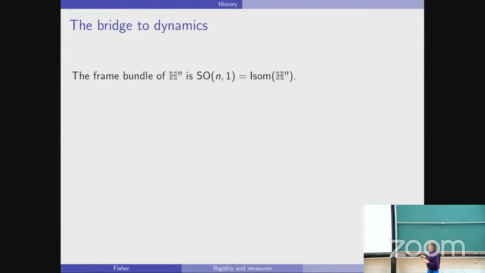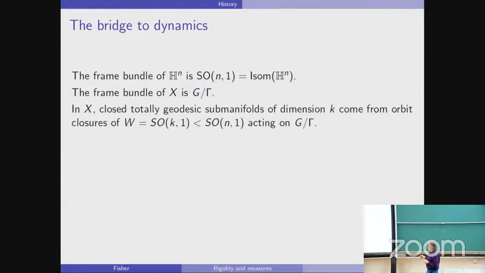Well, the frame bundle of real hyperbolic space is the same as its isometry group, which is the group SO(n,1). So the frame bundle of the quotient manifold is just G mod gamma. And then it's relatively easy to write down a proof, although maybe more painful than I thought initially, that in X, closed totally geodesic submanifolds of dimension k come from, well, I should have the word certain here, orbit closures of this subgroup. If I want a closed geodesic submanifold of dimension k, I should look at either closed orbits or really more generally orbit closures of the group SO(k,1) sitting in the group SO(n,1) acting on G mod gamma.